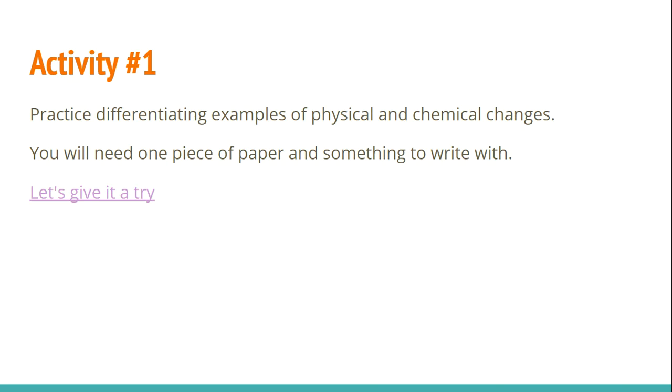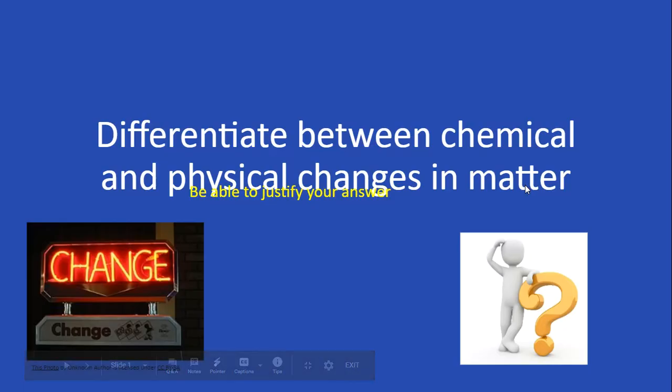Activity 1. Practice differentiating examples of physical and chemical changes. You will need one piece of paper and something to write with. We're going to be able to differentiate between physical and chemical changes in matter. What I want you guys to be able to do is to justify your answer. So instead of writing it on paper, if you would like to send it to me through a Google Doc and I can correct it, I will do that as well.